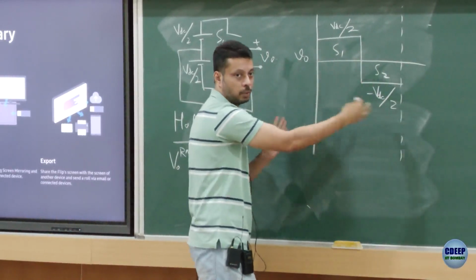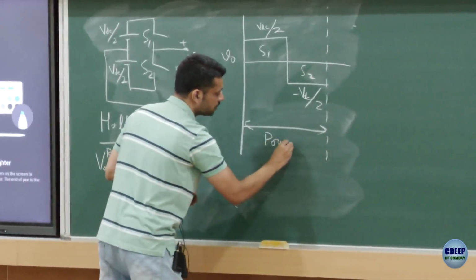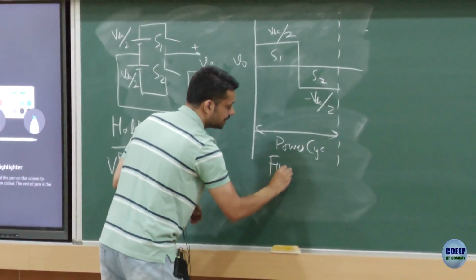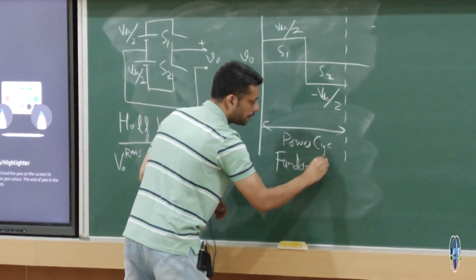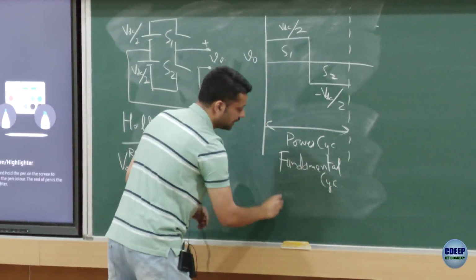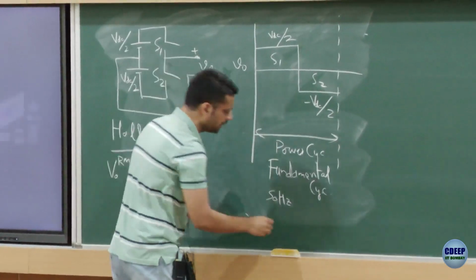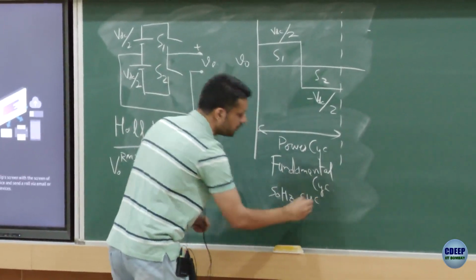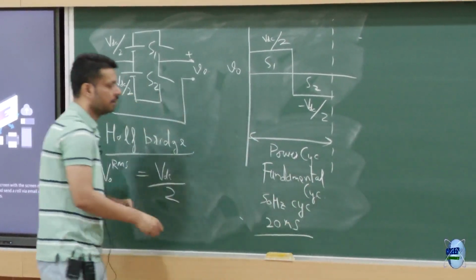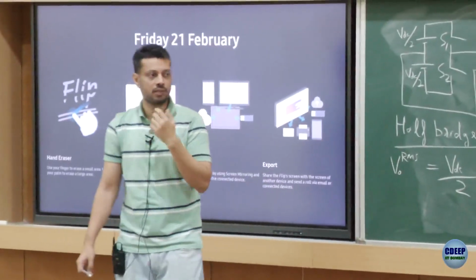So in one power cycle, we'll use different words. This is the power cycle. We also call it a fundamental cycle. We also call it a 50 Hertz cycle. In reality it may be 50, 51, but they just want to call it a 50 Hz cycle, which is nothing but equal to 20 millisecond of time. So in one power cycle or in one fundamental cycle, each switch will only switch once.